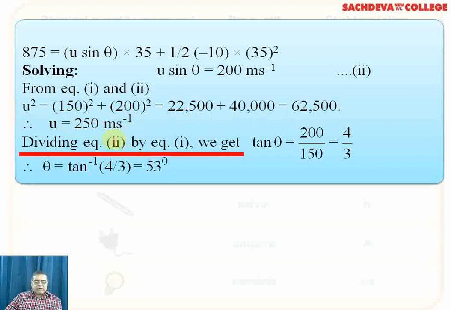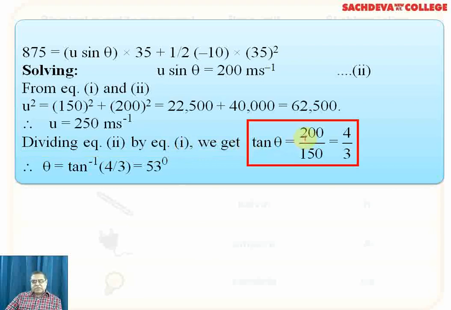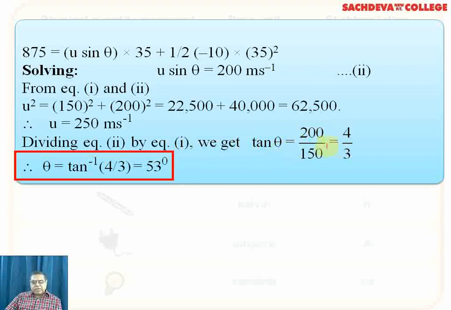Now dividing equation number 2 by equation number 1, we get the value of tan theta, which is found to be 4 by 3. This angle is valid only when the angle is 53 degrees. So theta is 53 degrees. Therefore, theta will be tan inverse 4 by 3.